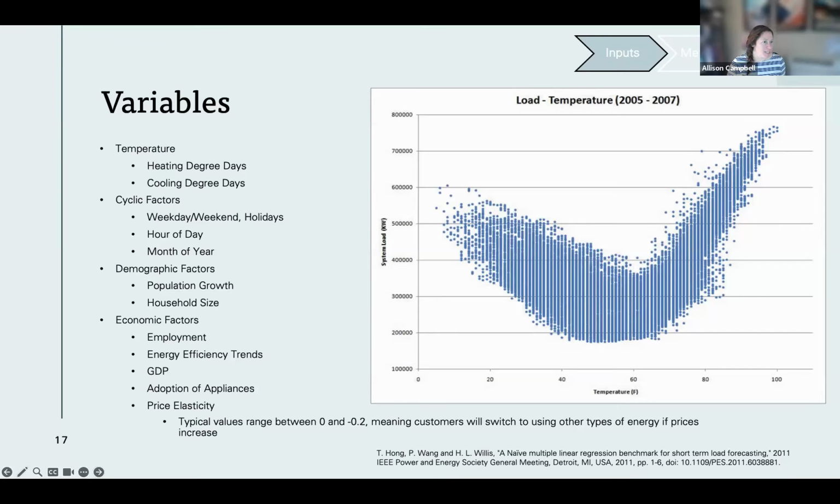Cyclic factors, so that's weekday, weekend, holidays, hour of the day, month of the year, anything that's cyclic like that. Demographic factors like population growth and household size as well. So you can think about incorporating data from, for example, your census information. And then economic factors like employment, energy efficiency trends, GDP, adoption of appliances, and then also sometimes price elasticity. This is a very small number. So the values for price elasticity typically range between 0 and negative 0.2. And that means that customers will switch to using other types of energy if prices increase, but only substantially increase.